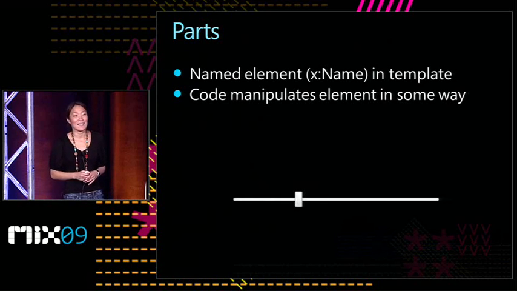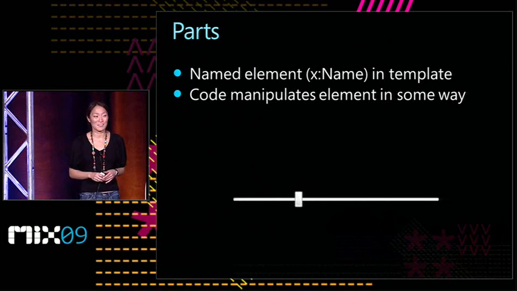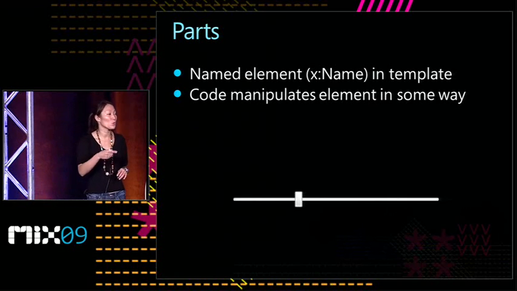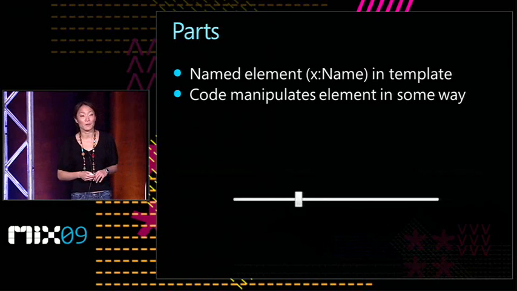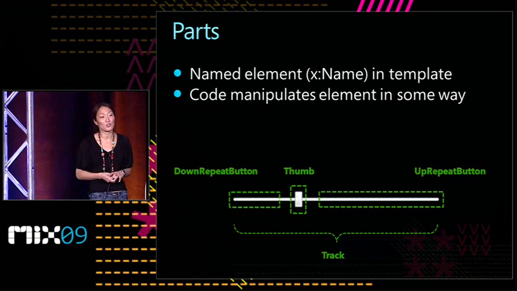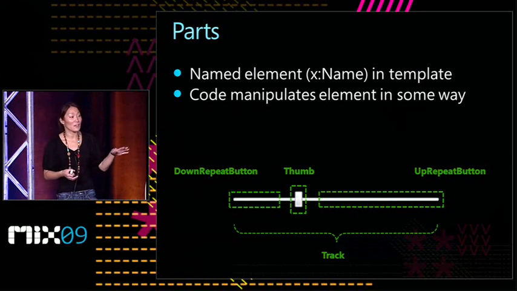So what is in the parts and states model? Well, not surprisingly, the first thing is parts. Parts are named elements that live inside of a template. The reason they're named, and need to be in the control contract, is that the code will go in and manipulate them in some way. Now, parts are optional. It's not required that you use them, and a lot of controls don't. But on the other hand, a lot of controls do.